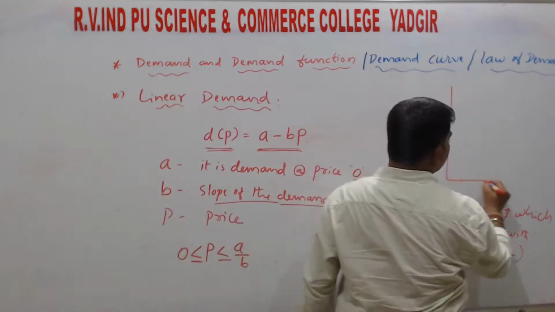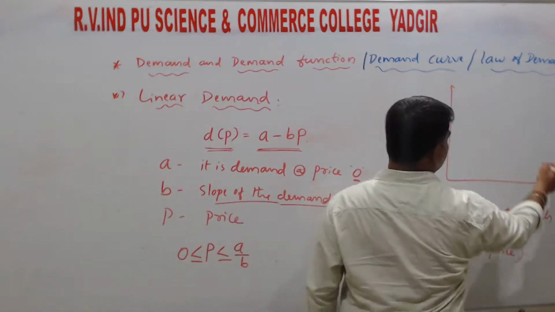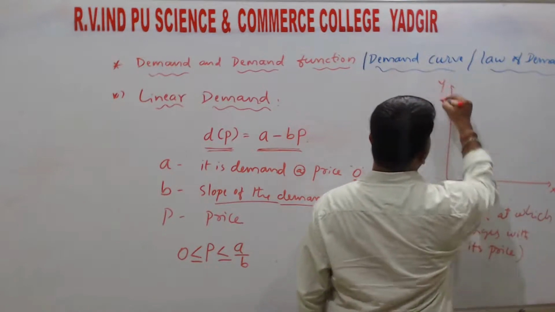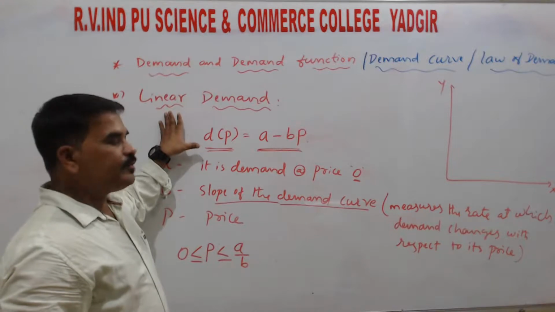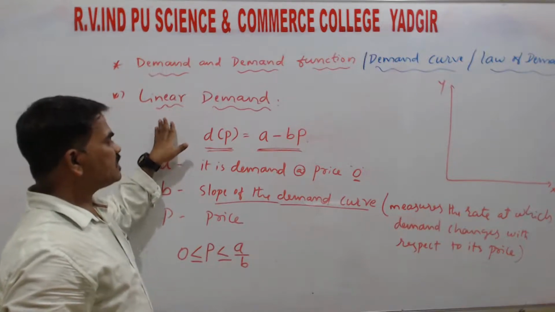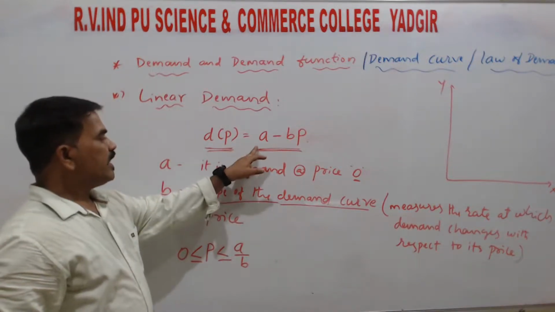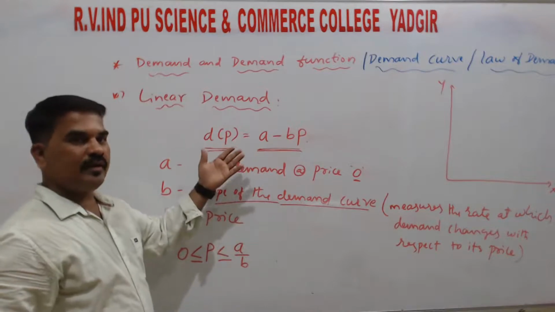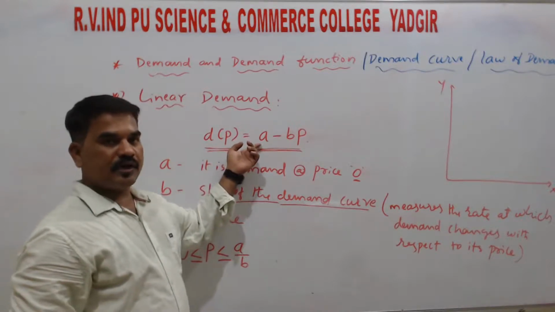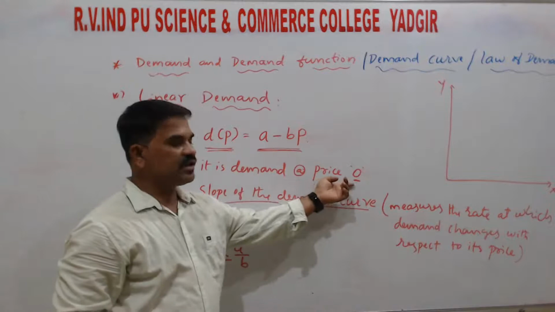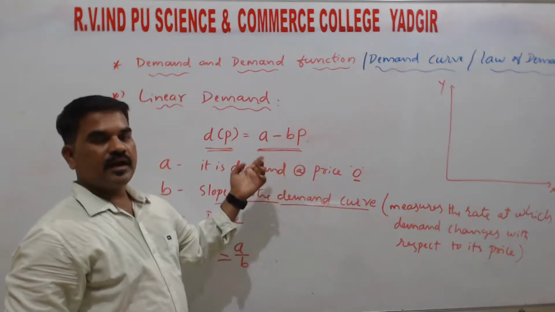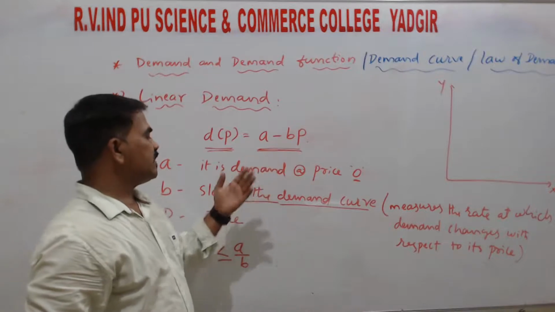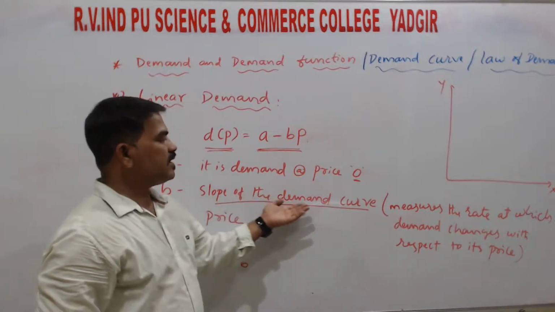So the linear demand curve looks like this: X, Y. Guys, even though this is a small topic, it is a very important and interesting one, so understand it. A is the demand for that particular product when the price is 0. And B is the rate at which the demand is changing. B is the slope of the demand curve.